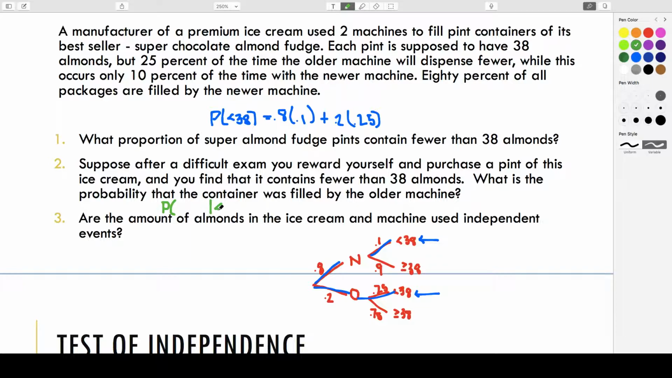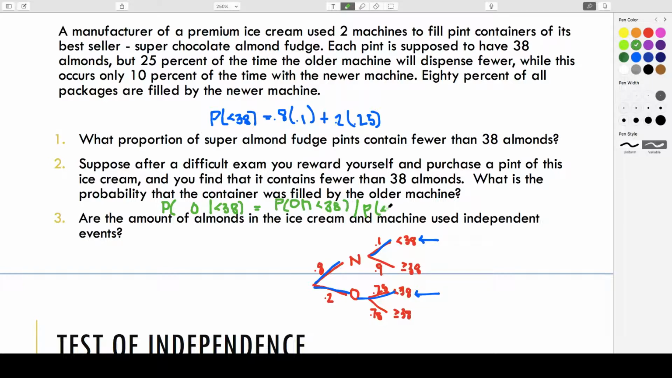You're given that it's less than 38. What's the probability that it's from the old machine? So what am I going to do? Probability of old and less than 38 over probability of less than 38. You got it. Use our formula. The probability that it's old and less than 38, divided by the probability that it is less than 38. So where do I find that?